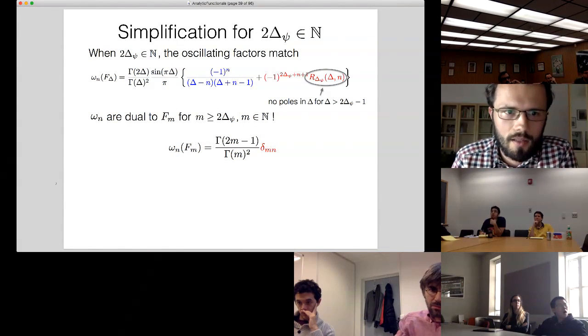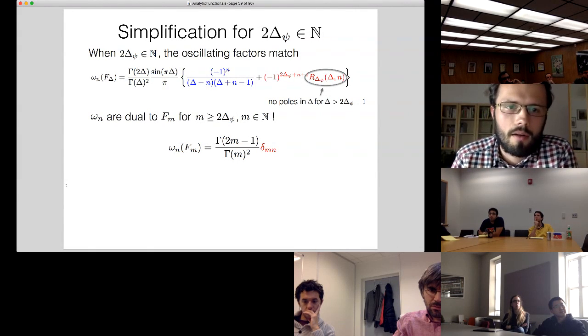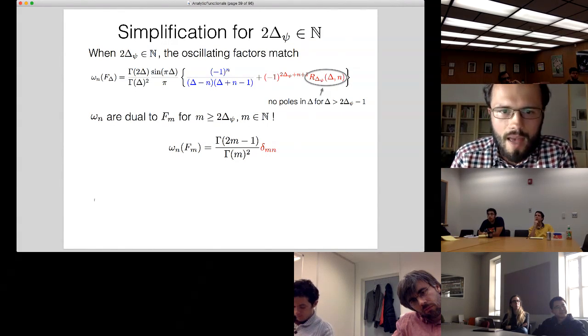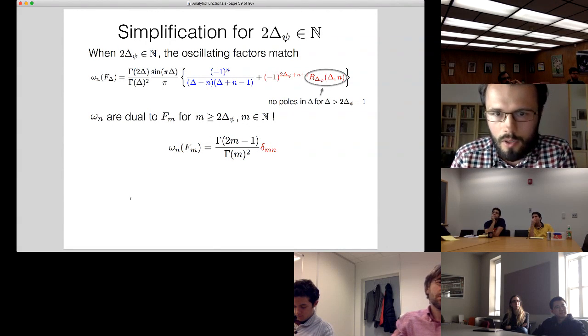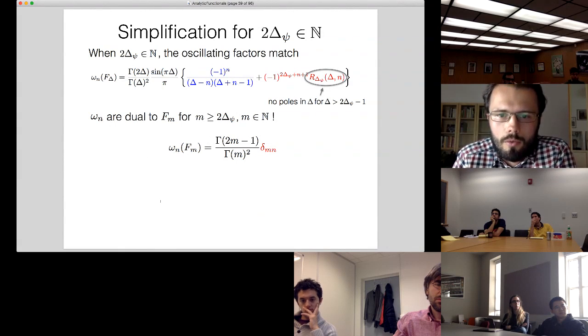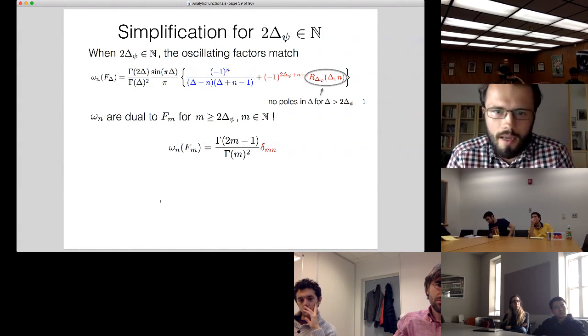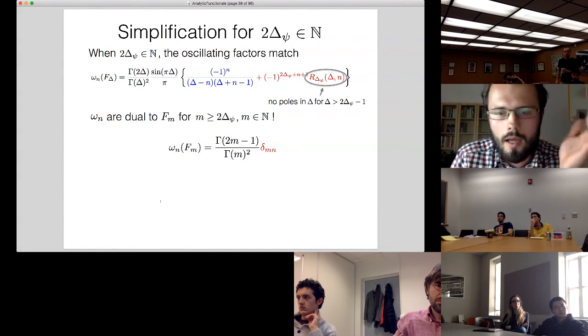From this it follows that the set of omega n's are precisely dual to the set of conformal blocks f of m for integer m, at least in the region where m is greater than 2 delta psi, in the following sense. We have this orthogonality: when we act with omega n on an integer value conformal block, we just get a Kronecker delta with some positive prefactor. So this relation allows us to pick out the OPE coefficient from the crossing equation by acting on it with omega n, at least up to some caveats, but only in the cases when the whole spectrum consists of integers, as I'm going to show in a second.